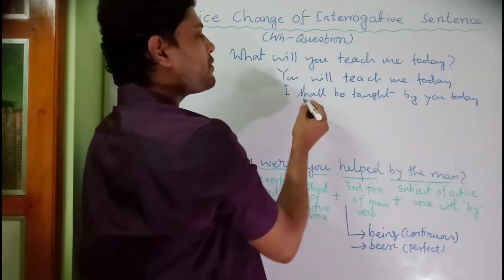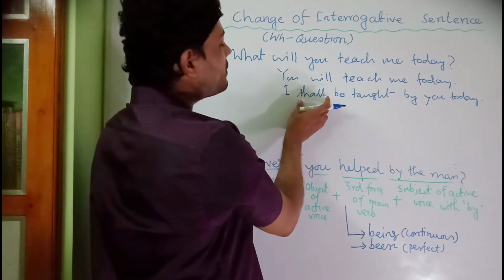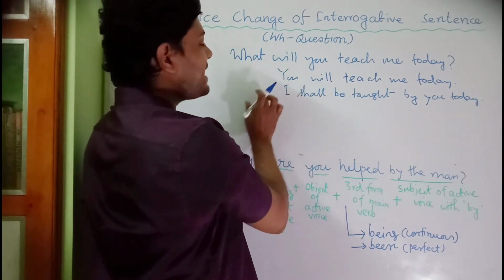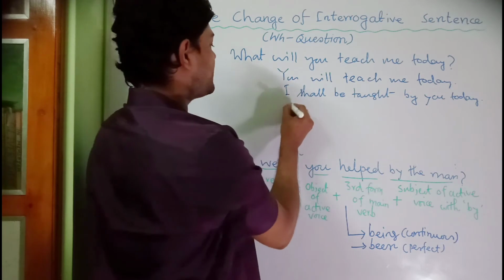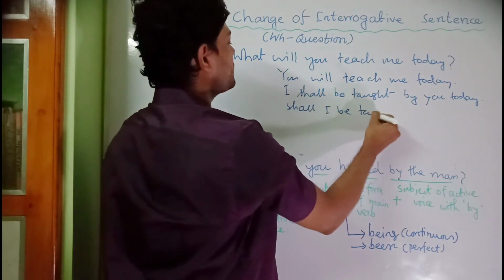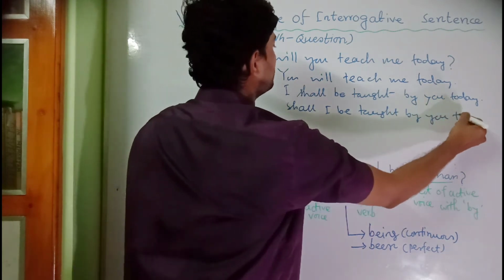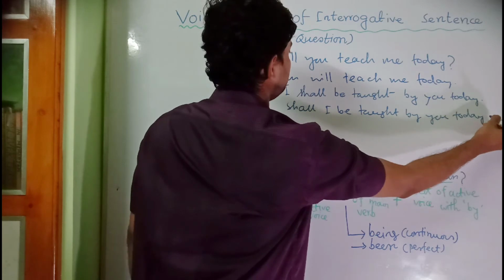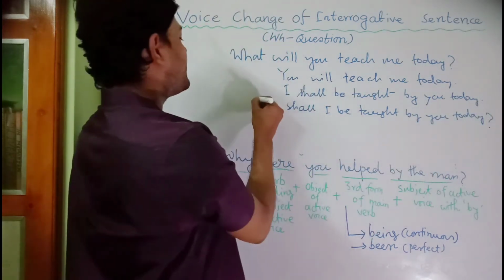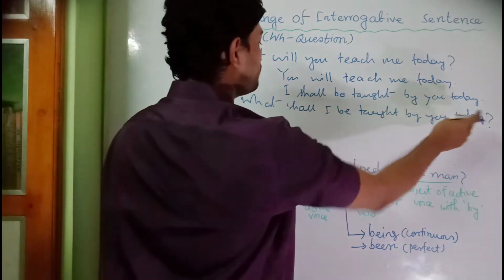Okay, then we have to make it a yes no question, and for that reason we have to place the modal auxiliary at the beginning of the sentence. So it will become, shall I be taught by you today? Question mark. And the final answer will be, what shall I be taught by you today?